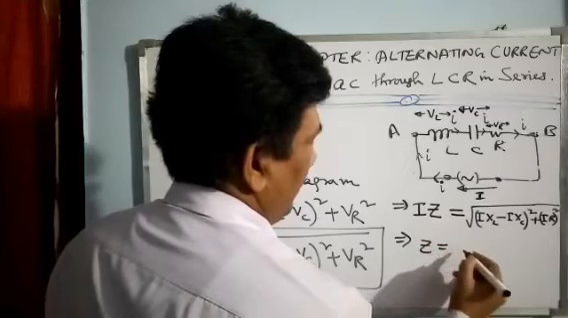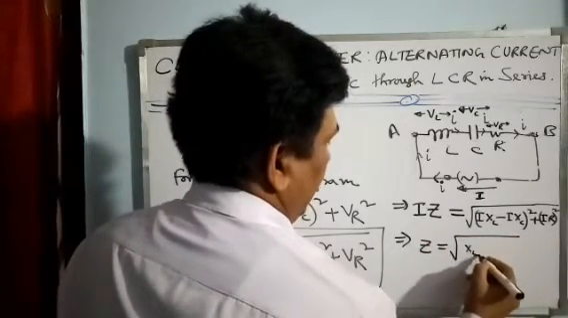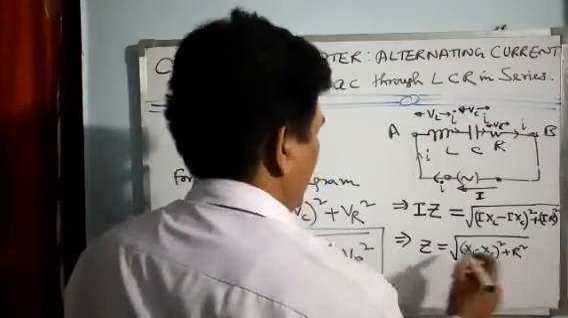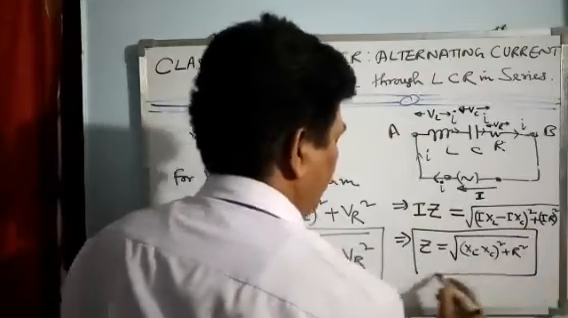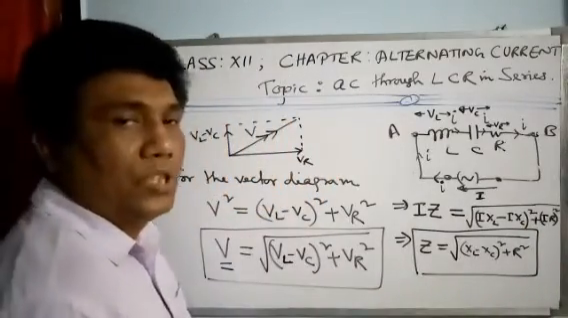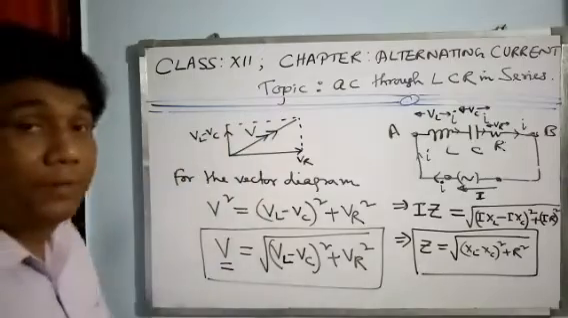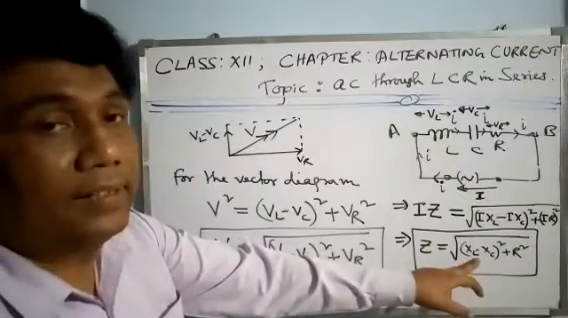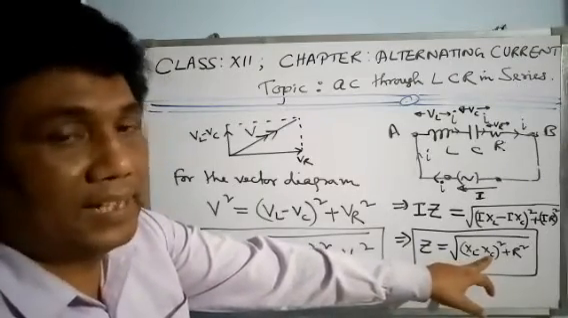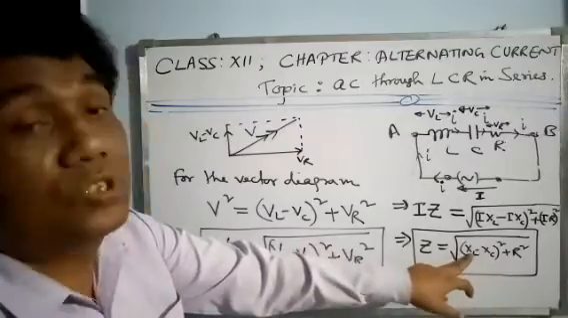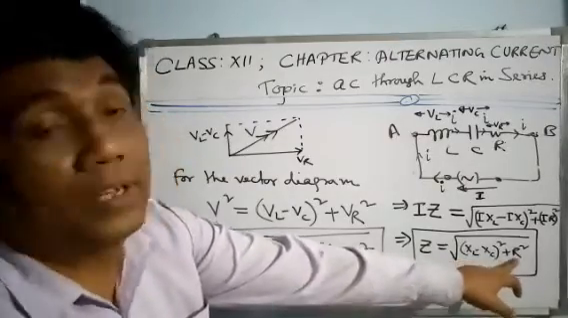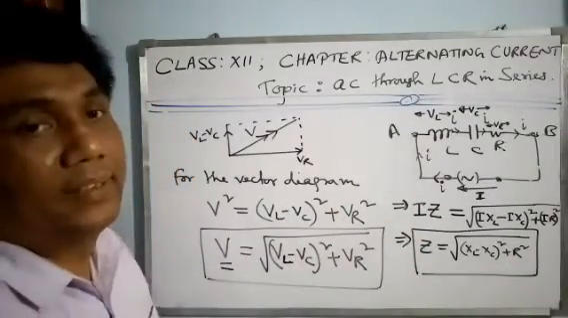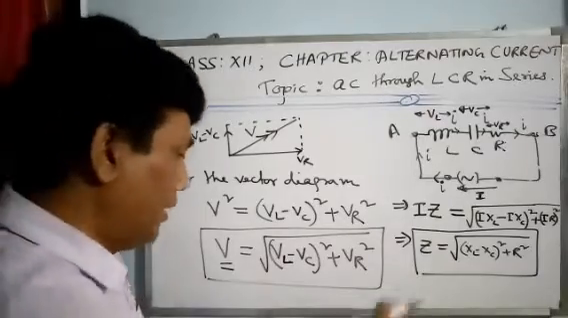You are getting Z equal to under root of XL minus XC whole square plus R square. Remember, that is another beautiful expression which you are finding now, and which is very, very important for mathematical problems also. What is XL? Inductive reactance. What is XC? Capacitive reactance. Opposition offered by the capacitor, opposition offered by the inductor, opposition offered by the resistor. And what is the opposition offered by the net circuit? So what is Z here?